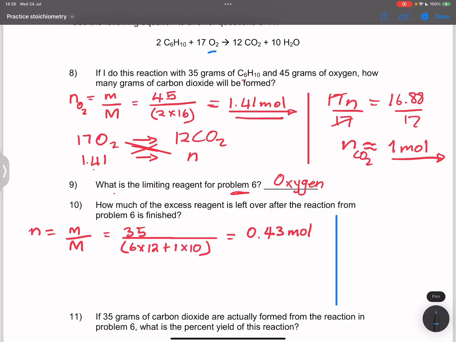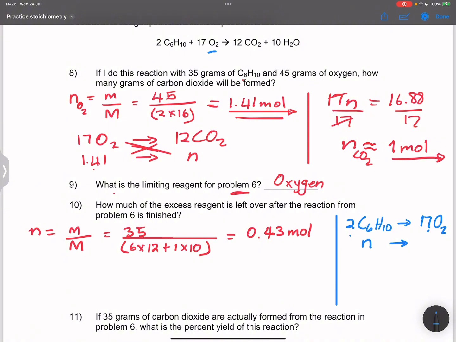So I'm going to say, well, for every 2 moles of hexane, C6H10, we will get 17 moles of oxygen. I am trying to find out how many moles of hexane we are actually going to use. So for 2 moles, we use 17 of oxygen. So how many moles are we going to use of hexane?